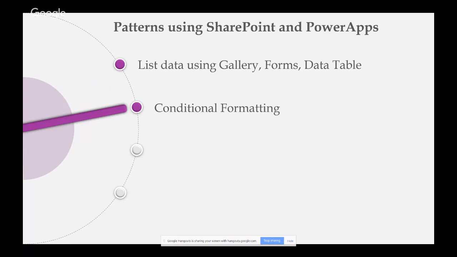Next on the agenda, we'll look at conditional formatting. How do you show or hide the different controls in an app? If it's an approve button, when do you show it? For whom do you show it? Conditional formatting could also be for color. Let's say the status is approved, then you want it to be green. But if it's rejected, you want it to be in red. So conditional formatting in terms of the color.